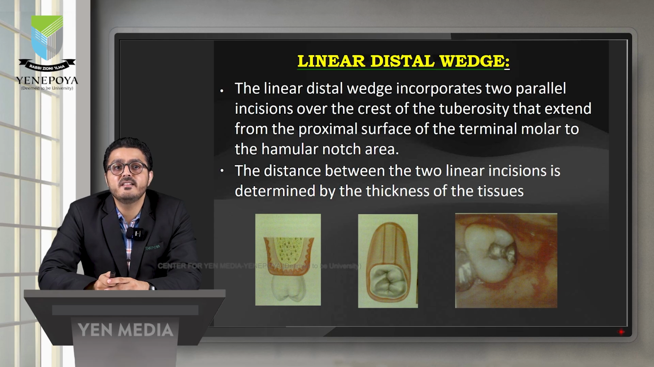Linear distal wedge is also another technique which we use. The linear distal wedge incorporates two parallel incisions over the crest of the tuberosity that extend from the proximal surface of the terminal molar to the hamular notch area. The distance between the two linear incisions is determined by the thickness of the tissue. As we discussed and saw previously, two parallel incisions are given distal to the last molar, and the distance between the two parallel incisions is determined by the thickness of the tissue that we have.